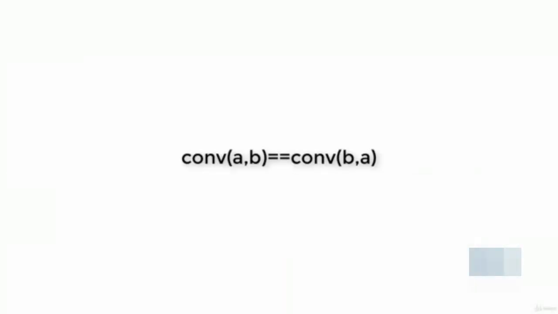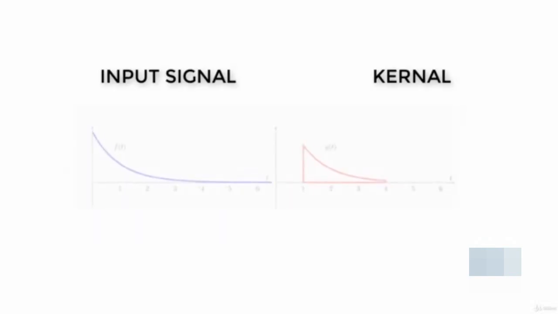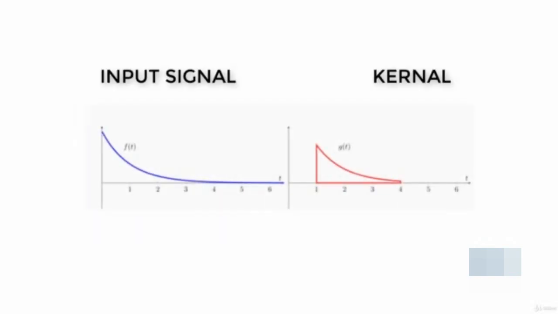Result. So, convolution of a, b is equal to the convolution of b comma a. In this case, consider that the blue signal f of t is our input signal and g of t is our kernel. The term kernel is used when you use convolutions to filter signals.